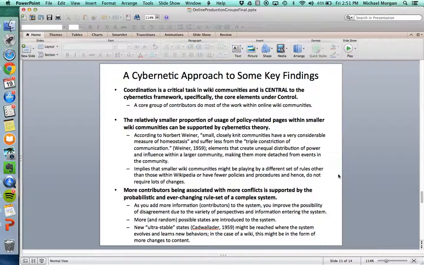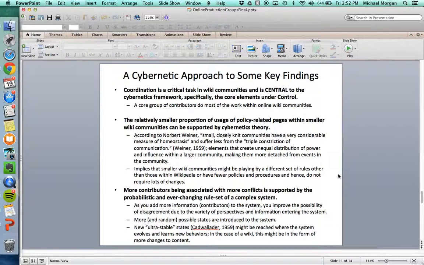More contributors being associated with more conflicts is supported by the probabilistic and ever-changing rule set of a complex system. So the rules could always change potentially as you're adding more information to the system. In this case, that information is being provided by contributors. You're increasing the possibility of disagreement, so your entropy is increasing. There's going to be more disorder in the system, and you're also potentially increasing the variety of perspectives and information entering the system. And there's more and more possible states that you're introducing to the system as well. So because you're introducing more entropy and more possibilities for disagreement, and the rules can be changing as a result, this supports the cybernetics ideas around change and stability.